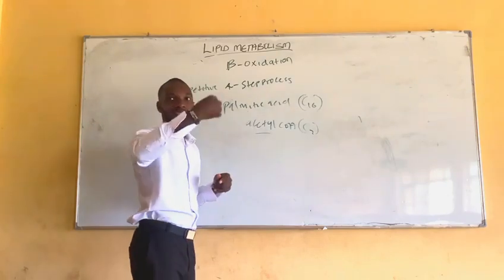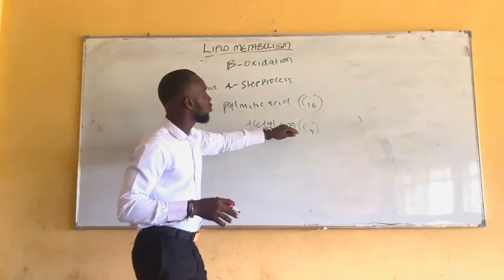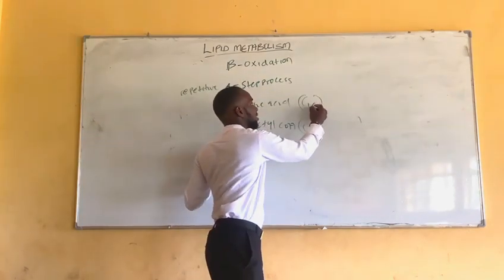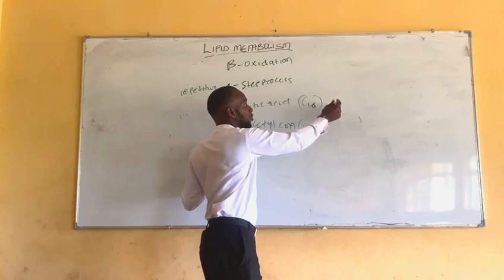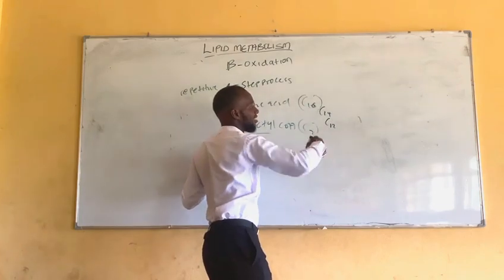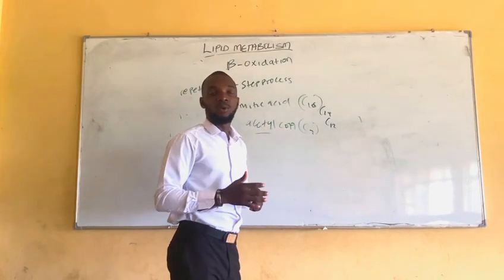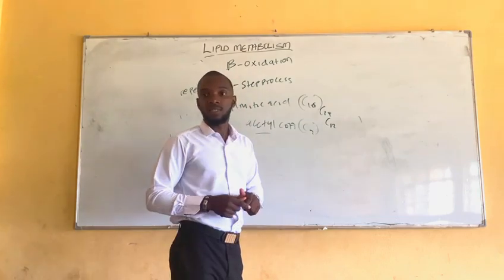So you keep going through that cycle over and over. What I'm trying to say is that if this is carbon 16, removing two carbon units will make carbon 14, and it will go again to make carbon 12. That's why I say it's a repetitive process whereby two carbon units are removed from what? From the fatty acids.